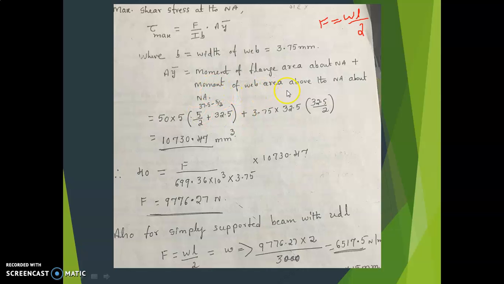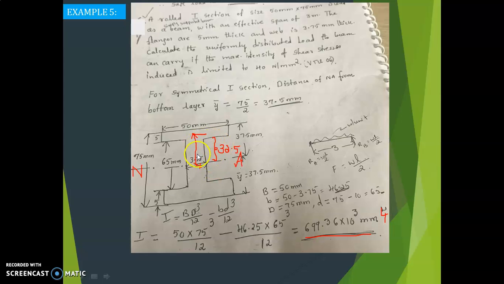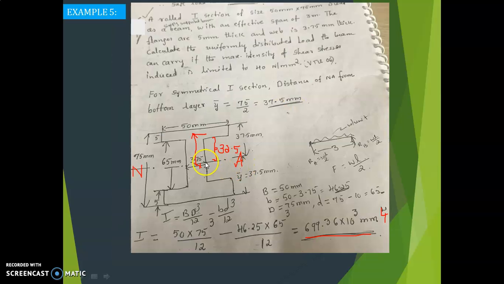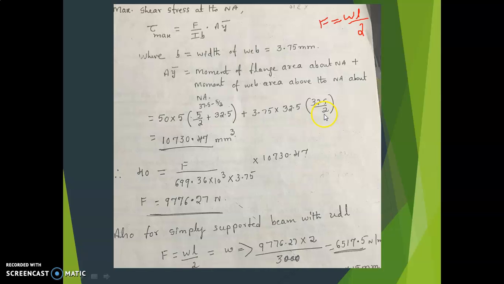Plus, now the moment of web area above the neutral axis. What is the moment of web area above the neutral axis? Only this portion. What is that? 32.5 into 3.75, so 3.75 into 32.5. Now y bar you have to calculate for that. What is y bar? It is somewhere here. The CG of this lies somewhere here. That distance you have to consider. That is 32.5, so 32.5 divided by 2.